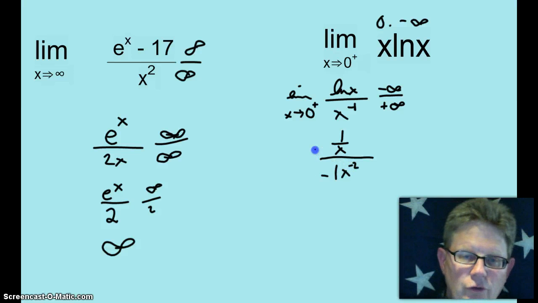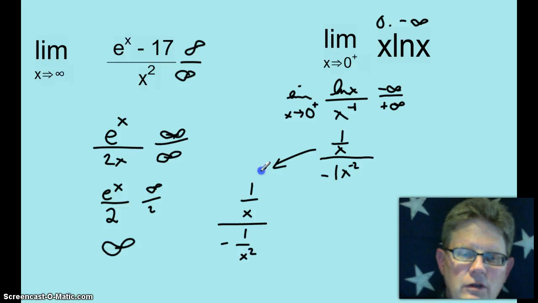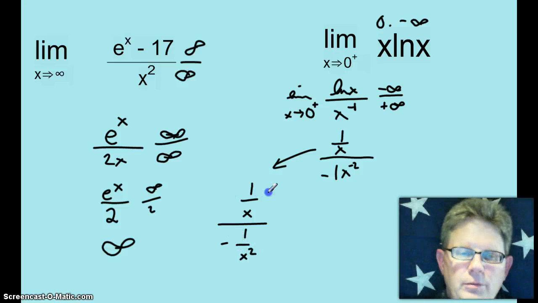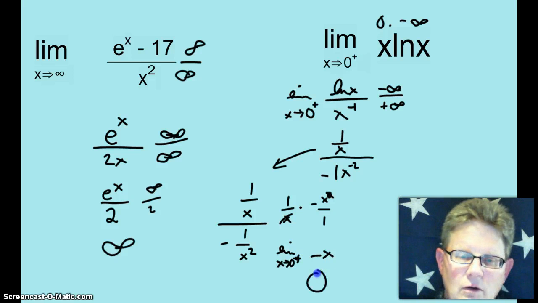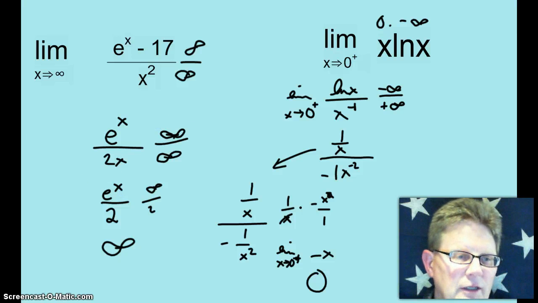Okay, I'll slide this over so you can see what's going on. 1 over x all over negative 1 over x squared. What do you do when you have two fractions? Reciprocate and multiply. 1 over x times negative x squared over 1. These we can cancel, and we end up with negative x. The limit as x approaches 0 from the right, that would be 0. Ooh, that was some algebraic shenanigans.